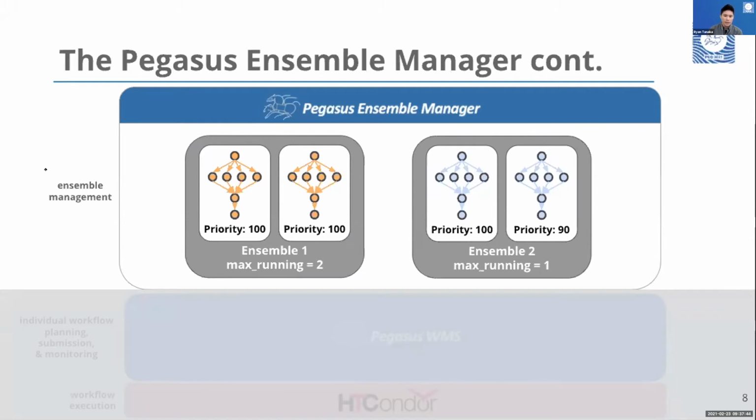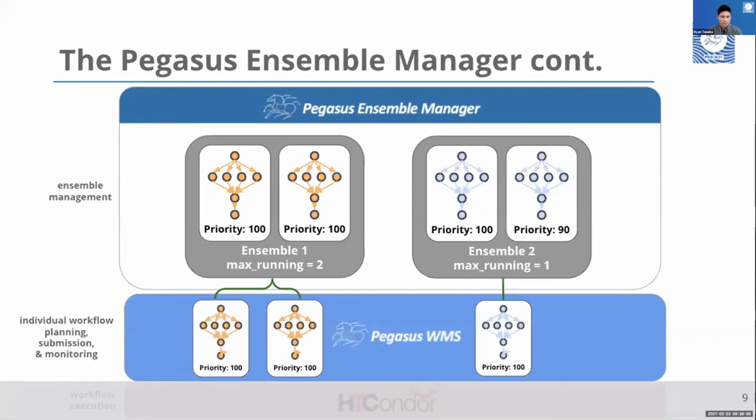There is this one right here with two workflows. Each has the same priority, and max running is set to 2. And then on the right here, we have another ensemble with two workflows, but they have different priorities, and max running is set to 1. At some point in time, the Ensemble Manager is going to come to processing these workflows, and they'll be executed on behalf of the Ensemble Manager by Pegasus.